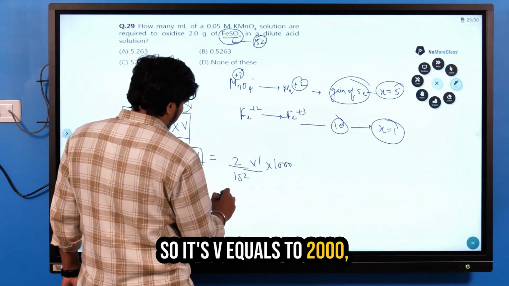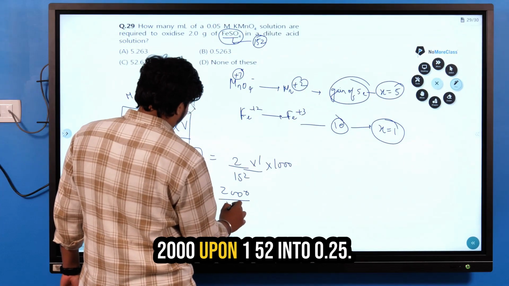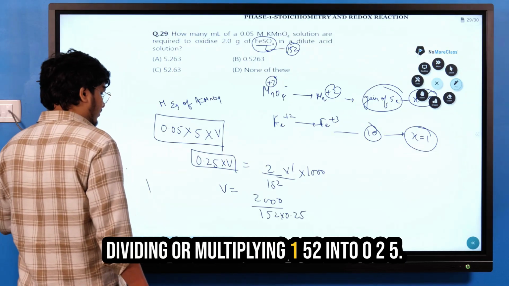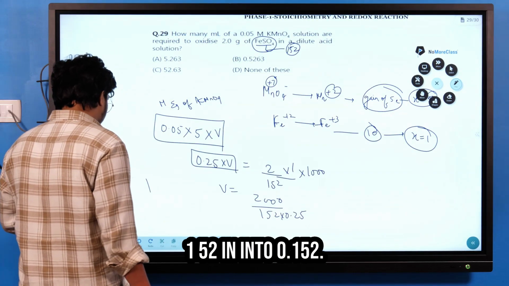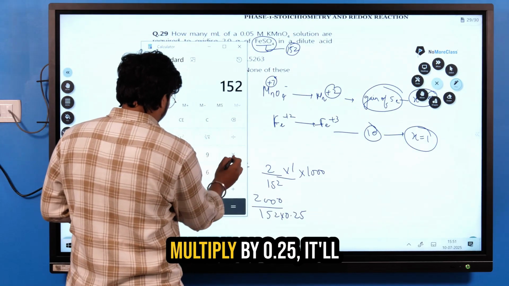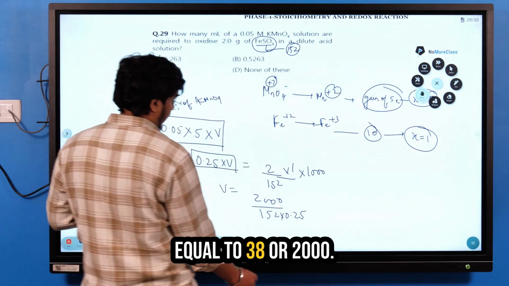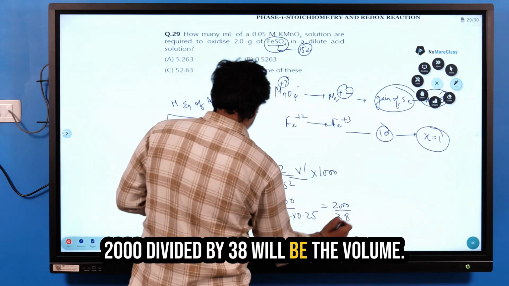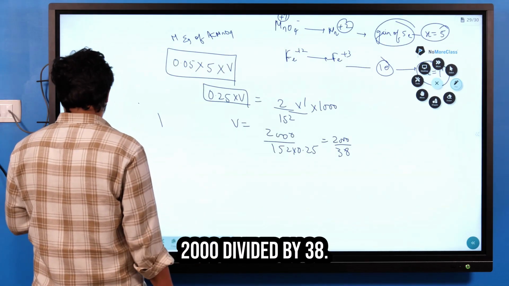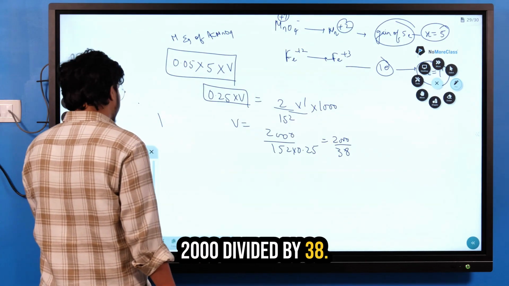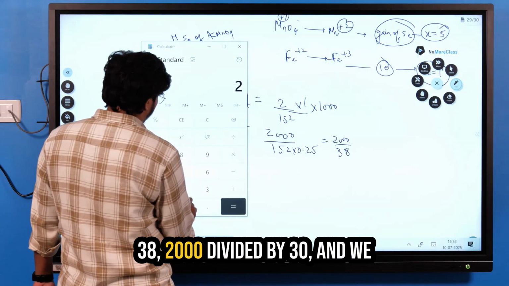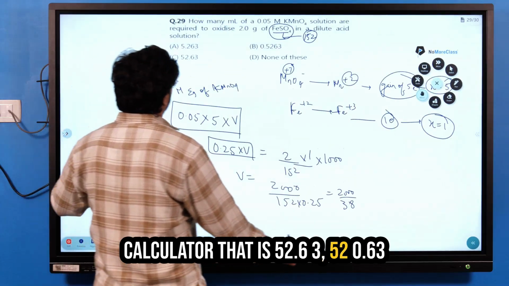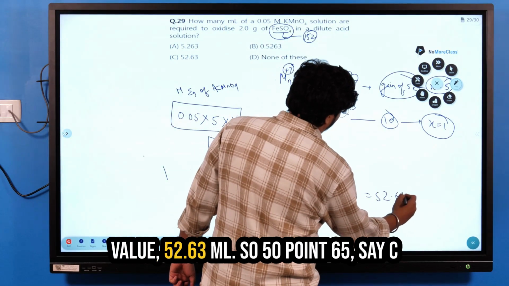So V equals 2000 upon 152 into 0.25. 152 multiplied by 0.25 equals 38. So 2000 divided by 38 will be the volume. So 2000 divided by 38 is how much? We can get the exact value from the calculator, that is 52.63. The exact value is 52.63 ml.